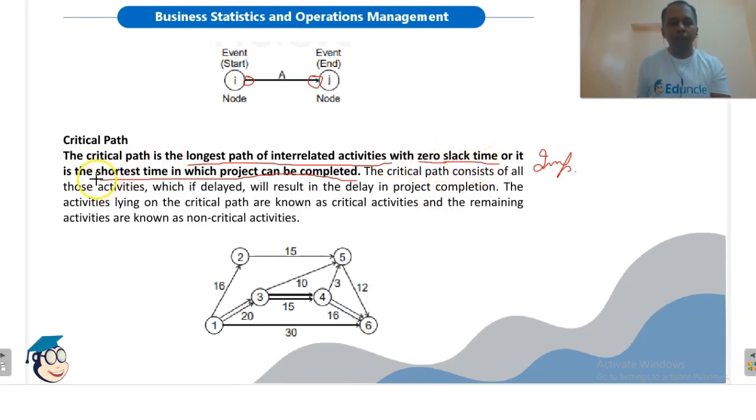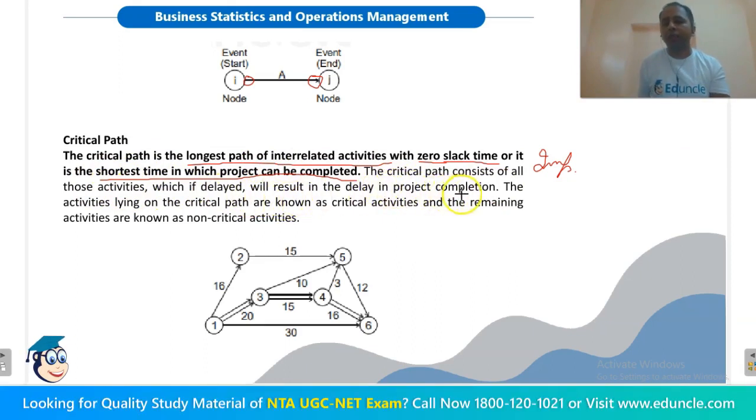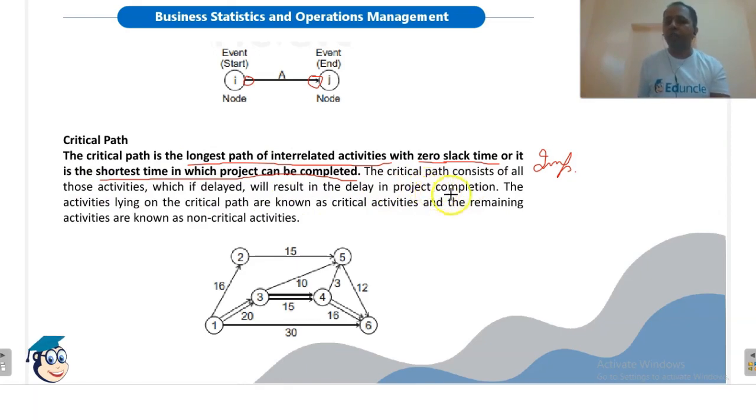And the critical path also shows the shortest time in which the project can be completed, because we are not delaying any activity on the critical path. So it is the longest path, while it shows the shortest time. Remember this. The critical path consists of all those activities which, if delayed, will result in the delay in project completion. If the critical activities get delayed, the entire project will get delayed.